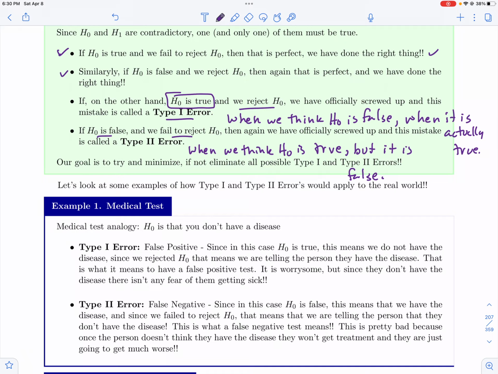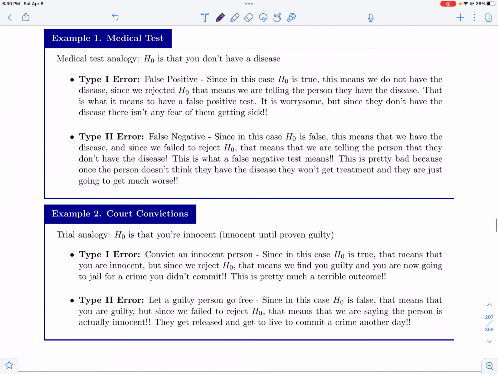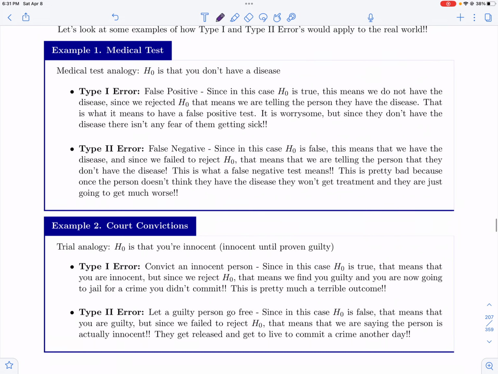All right, so let's take a look at another one. This is our different court convictions. Again, as a type 1 error, in this case, we're convicting an innocent person. Since in this case H naught is true, that means that you're innocent. But since we reject H naught, they find you guilty even though you didn't actually do the crime.